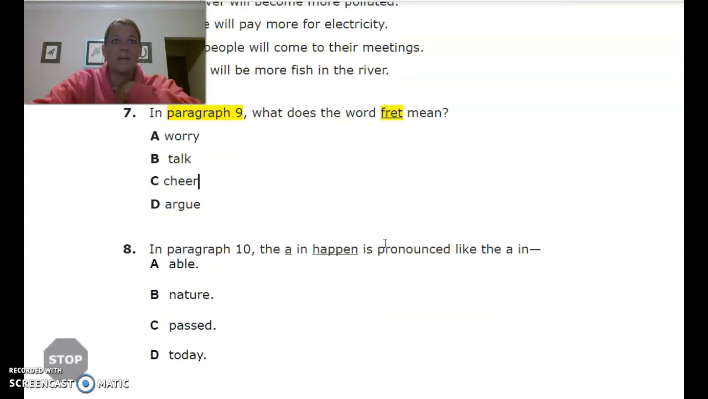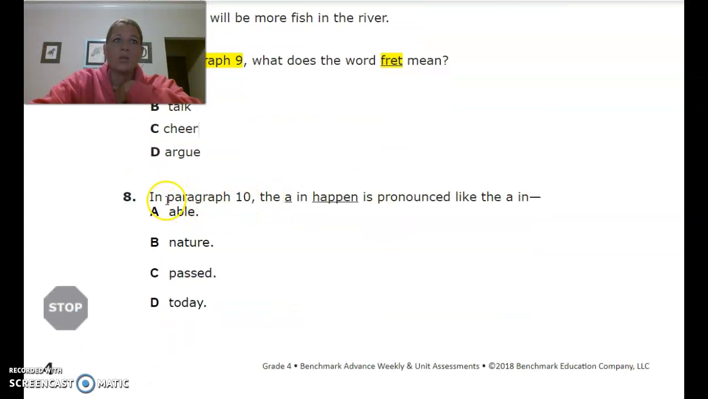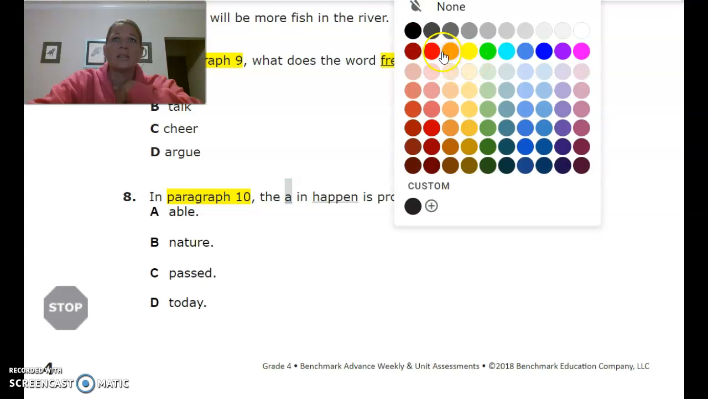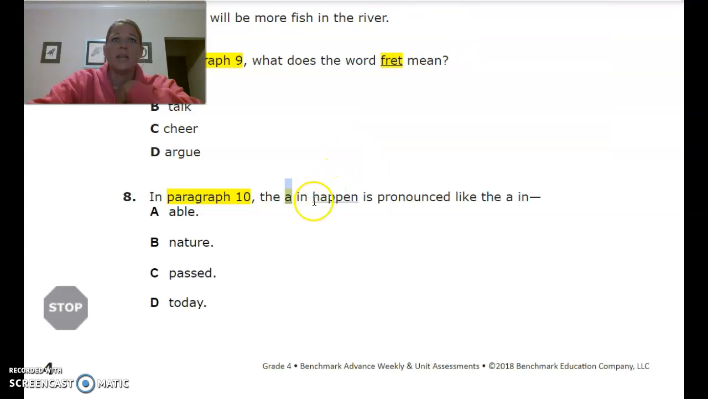Does it make sense? And the last question says paragraph 10. The A in the word happens, we have a short A sound, is pronounced like the A in which of these words? So you're going to have to be able to read these words, listen to your vowel sound, and find the match. Okay?